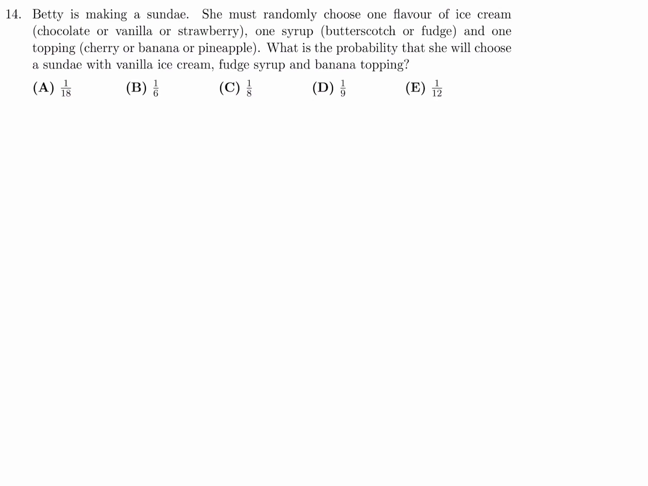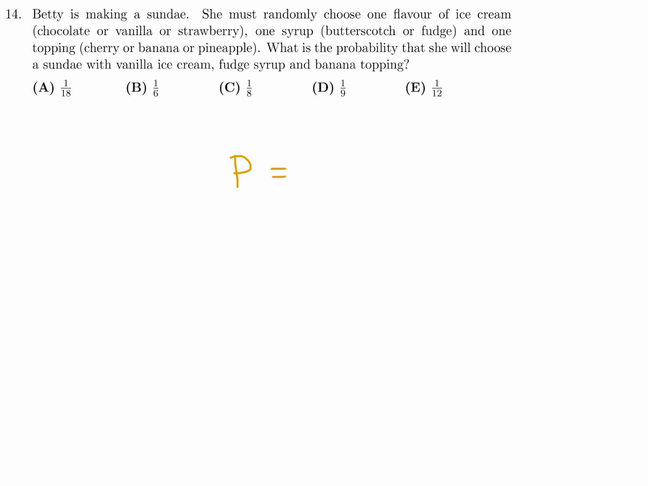Betty is making a sundae. She must randomly choose one flavor of ice cream, chocolate or vanilla or strawberry, one syrup, butterscotch or fudge, and one topping, cherry or banana or pineapple. What is the probability that she will choose a sundae with vanilla ice cream, fudge syrup, and a banana topping?